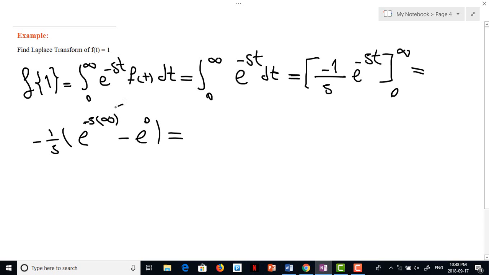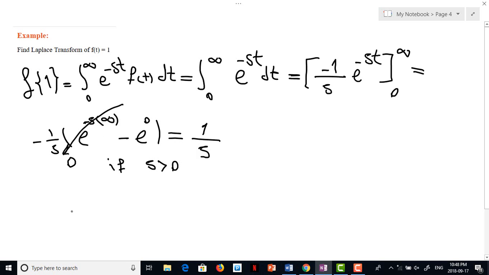So we assume that s is greater than 0 and this part is going to be equal to 0. So it's if s is greater than 0. So now we have e to the power of 0. E to the power of 0 is 1. So we have minus here, minus here. Minus times minus is plus. As a result, we have 1 over s.